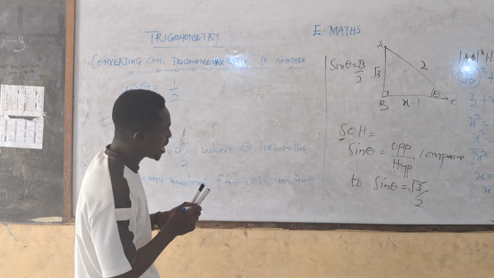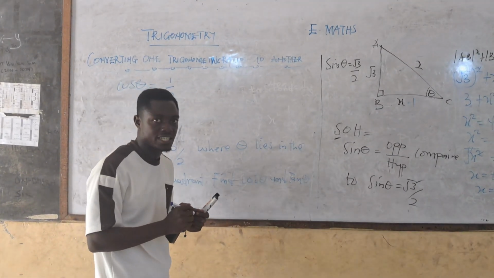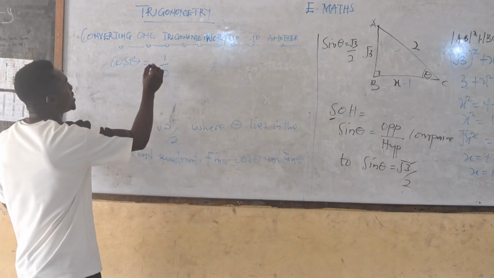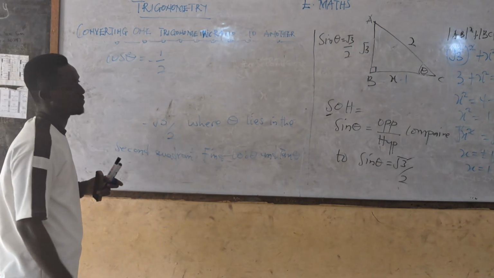But in the second quadrant, as we learned in our previous lesson, cos is negative. So cos here becomes negative half.